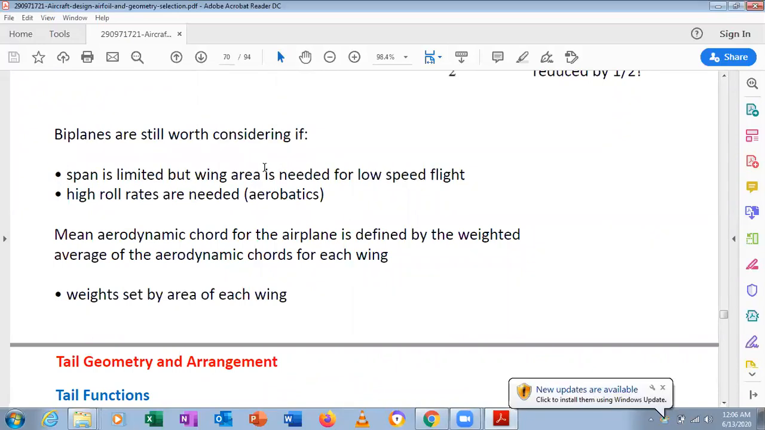So what is this aerobatics? Aerobatics is nothing but aircraft used mainly for maneuvering purposes, or for sports purposes. They are called aerobatics. And mean aerodynamic chord for the airplane is defined by the weighted average of the aerodynamic chords of each wing, weighted by the area of each wing.